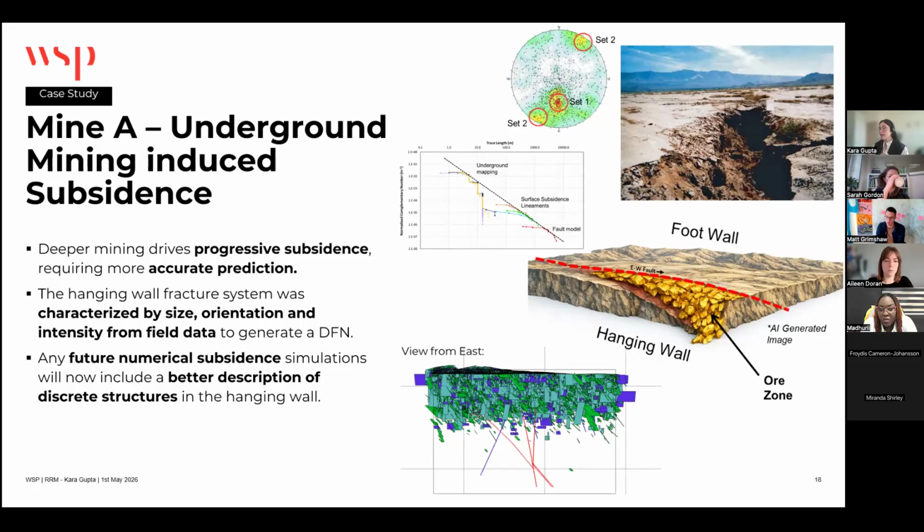So we defined a DFN, we defined that in situ fracture network of the hanging wall using size, orientation, and intensity from field data. And as a result, this is the DFN at the bottom. This is now an input to any future numerical subsidence simulations and will hold a better description of the hanging wall and those discrete fractures controlling or influencing that subsidence.